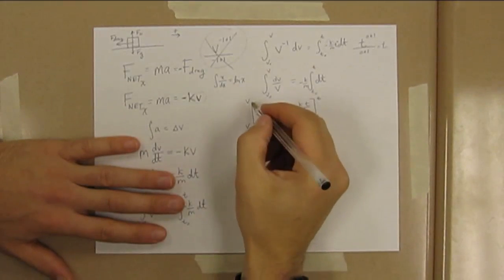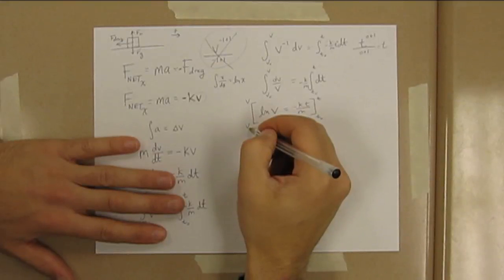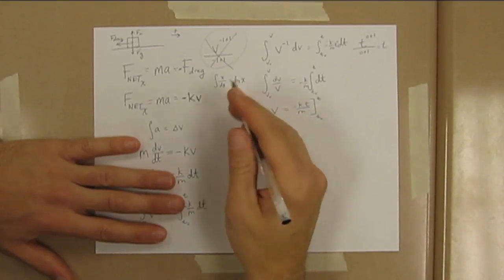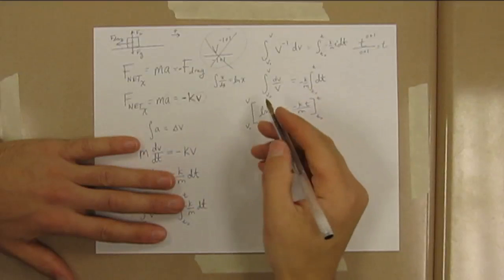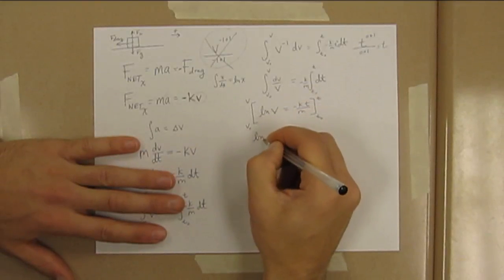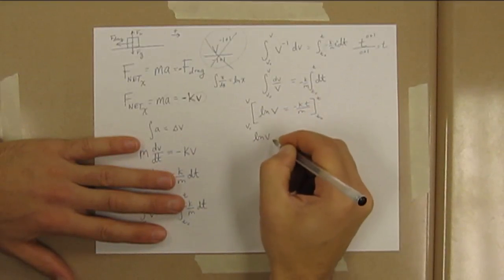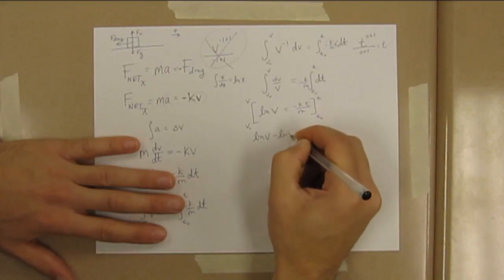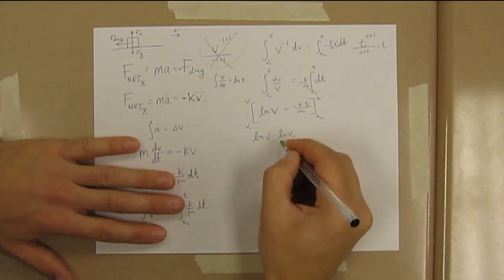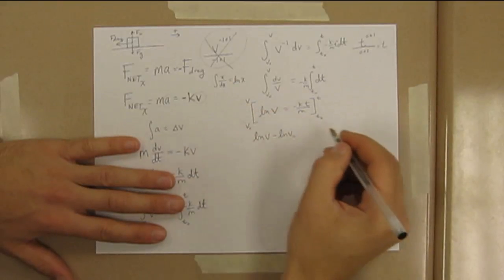How do you do this? Well, this is final minus initial. That's the interval. It's the change that occurs. So final minus initial would be ln of v final minus ln of v0. Final minus initial is the change from here to here.